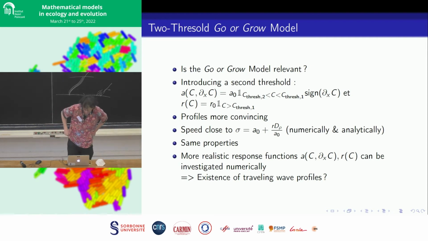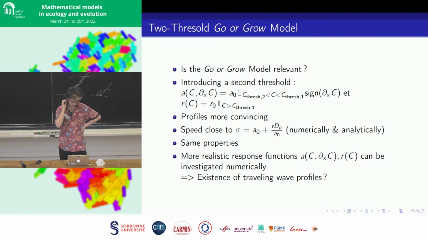So another question is, we have this nice model and so on. We have a wave speed formula and stuff like this. We can do a lot of analysis with it. But the question is a little bit, is this model in fact relevant? And in order to test this hypothesis, what we did is we introduced a second threshold below which aerotaxis will stop.